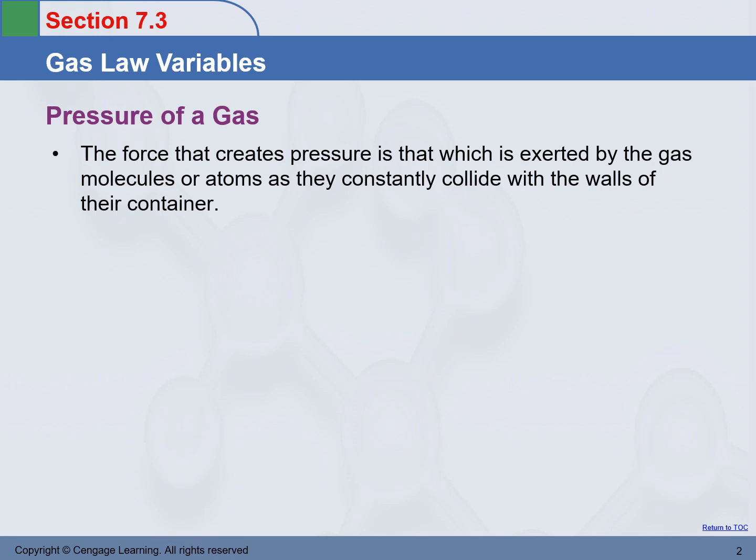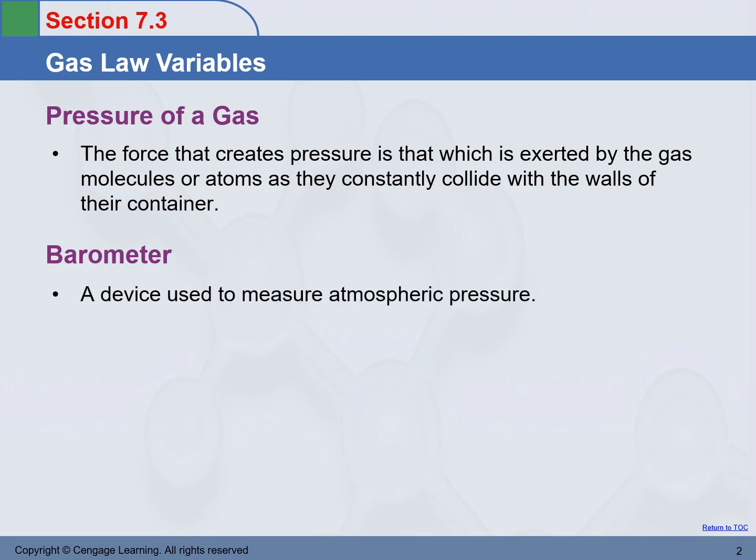Talking about gas pressure, we have to discuss a little bit about a device which is called a barometer. A barometer is a device that is used to measure the atmospheric pressure.